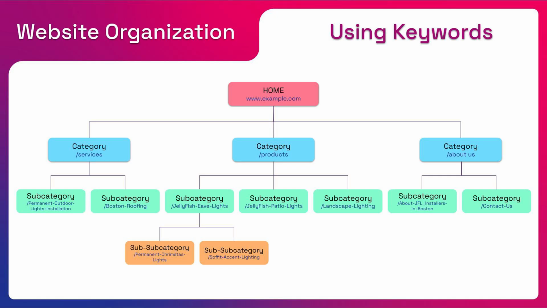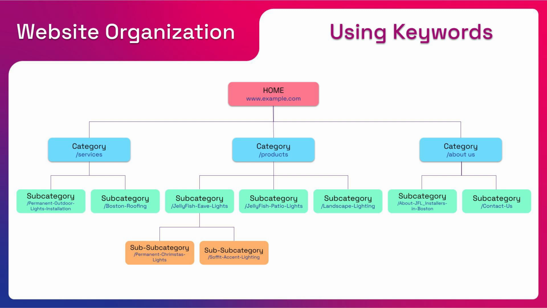Here's an example of how you could organize a website. So you have your home page, then we have on here in blue category pages, and then subcategories. So here's an example, maybe one of our categories is services, and you're a roofing company, so we've got Boston Roofing, we've got another subcategory. That page, we'll call it permanent outdoor lights installation. Of course, that's what we talk about on those pages.